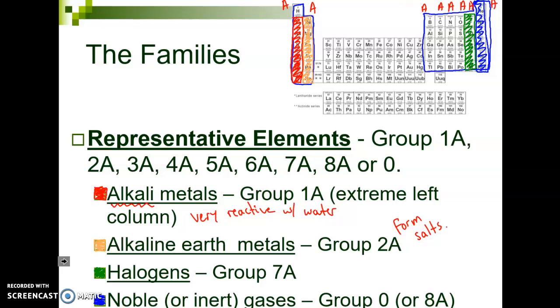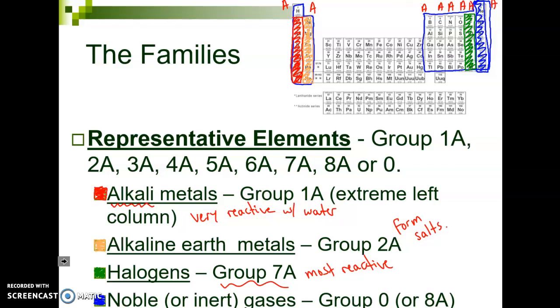And not the kind of salts that you think of like on the table, but they form salts generally with some sort of halogen or some element from the group that oxygen's a part of. The halogens, group 7A, may be the most reactive overall.